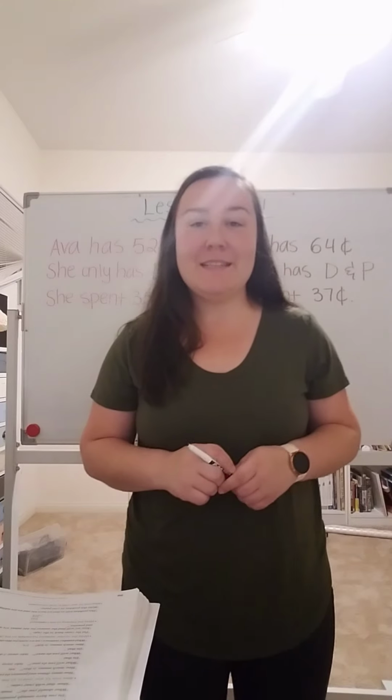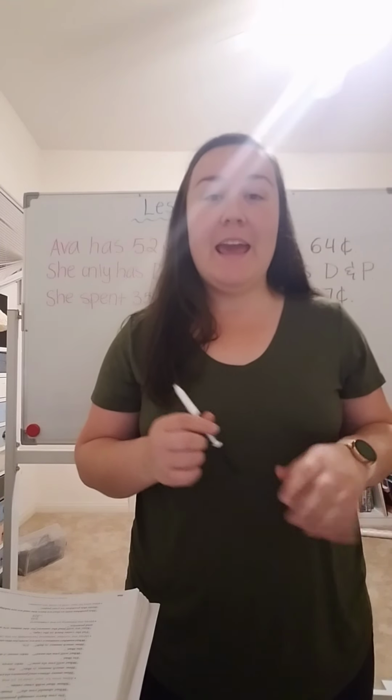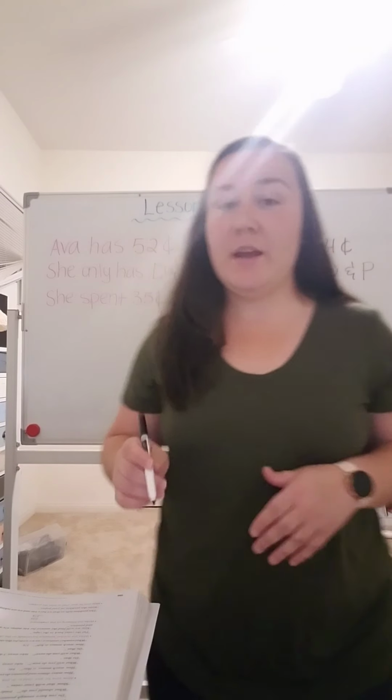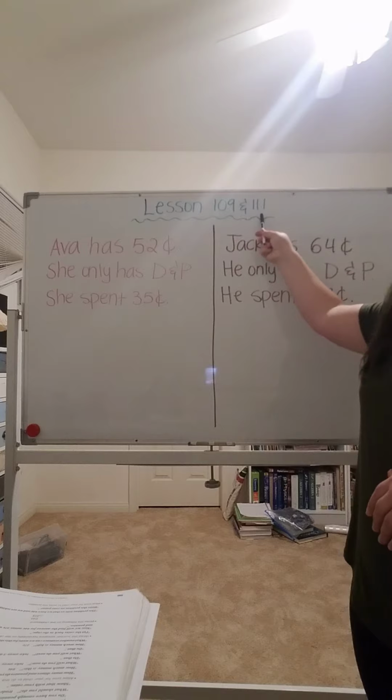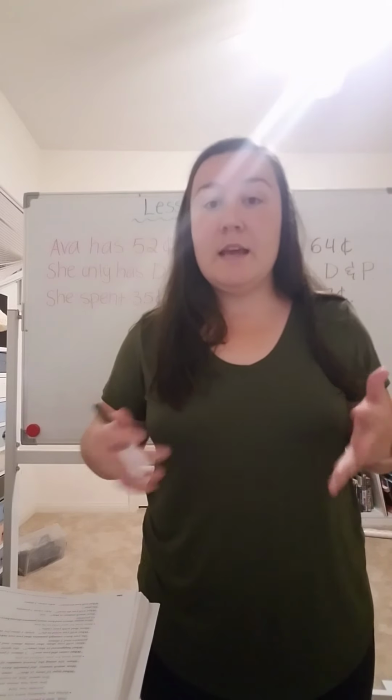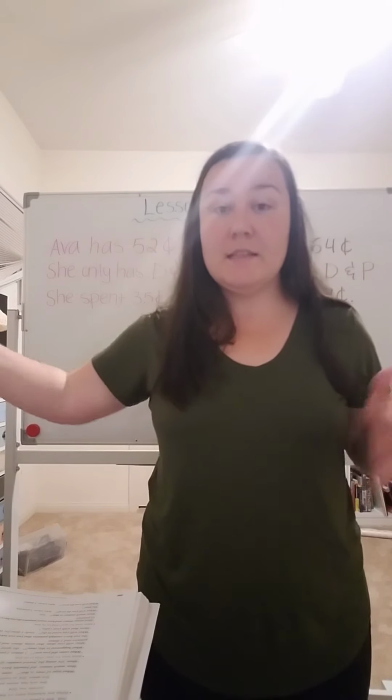Today we're going to be doing lesson 109 and we're going to combine that lesson with lesson 111. So today we're doing lesson 109 and 111. The reason for that is because lesson 109 is called Subtracting Two-Digit Numbers, Part 1. And lesson 111 is called Subtracting Two-Digit Numbers, Part 2. And so instead of doing the same lesson in the next couple of lessons, we're just going to combine them because they're the same lesson and it just makes sense to do that.